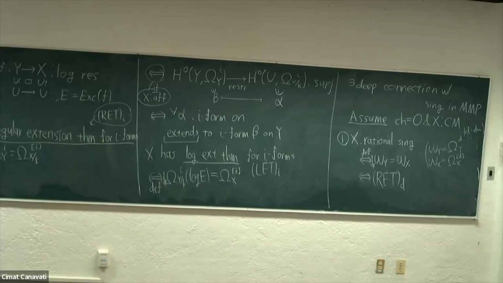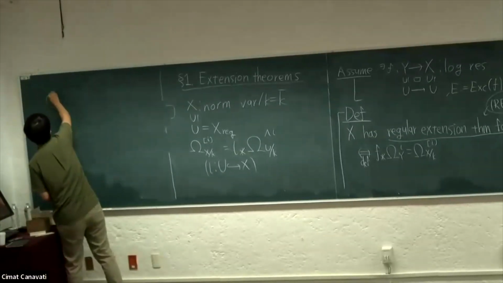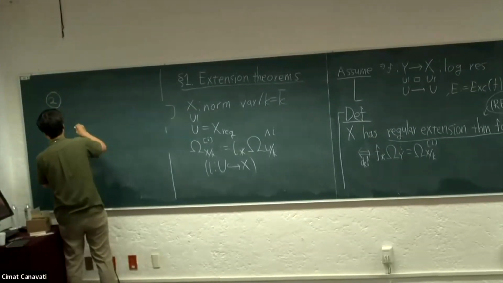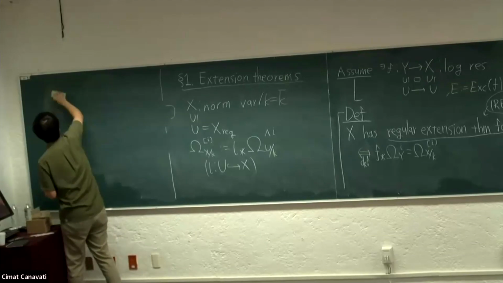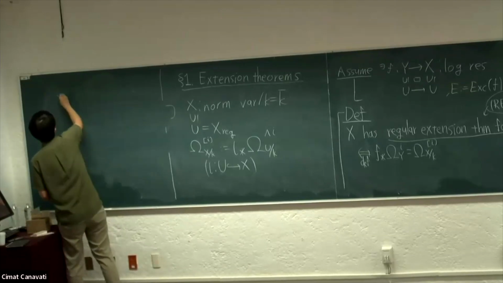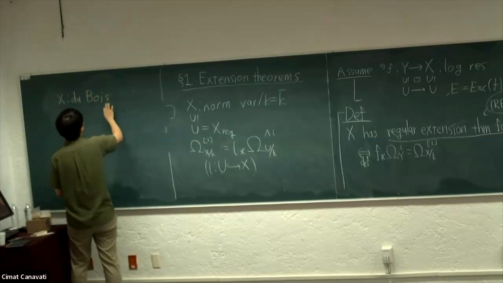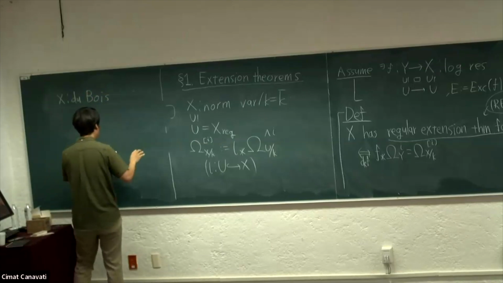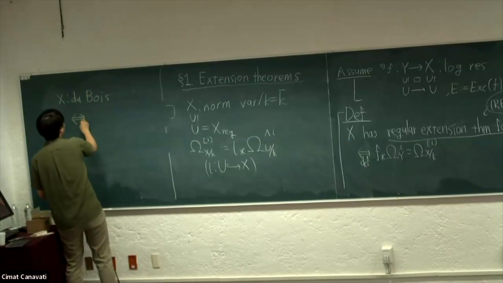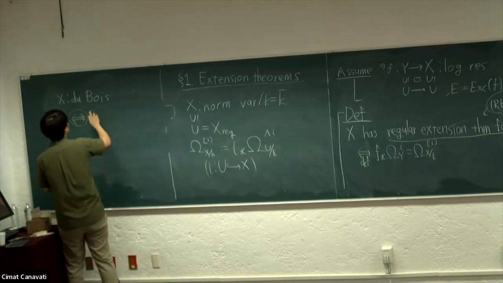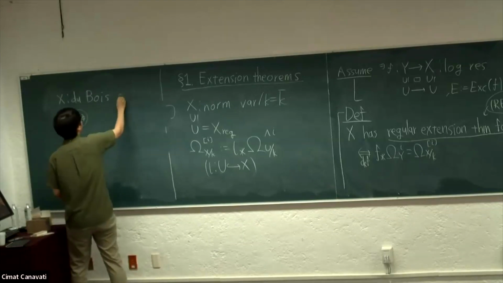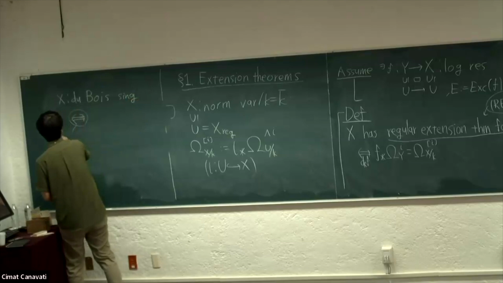How about the logarithmic extension theorem? There is another implication. For instance, there is a notion of Dubois singularity, which I don't define today. But if X is Q-Gorenstein, there is a nice equivalent condition for Dubois singularities, which is due to Kawakami.